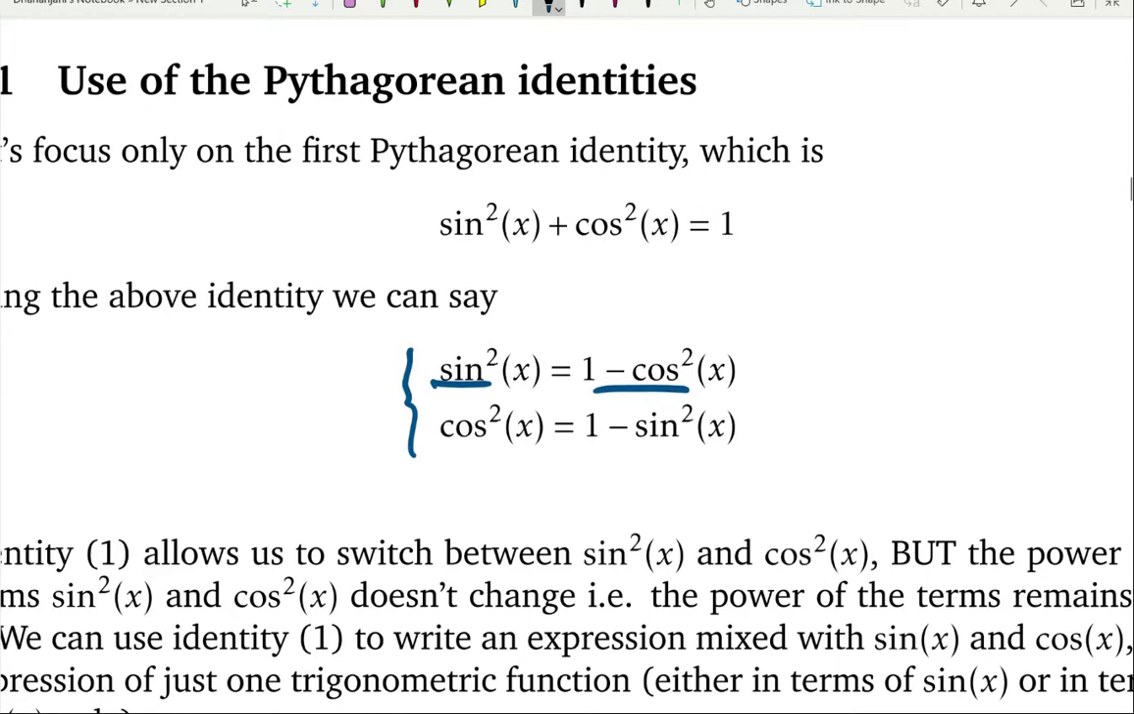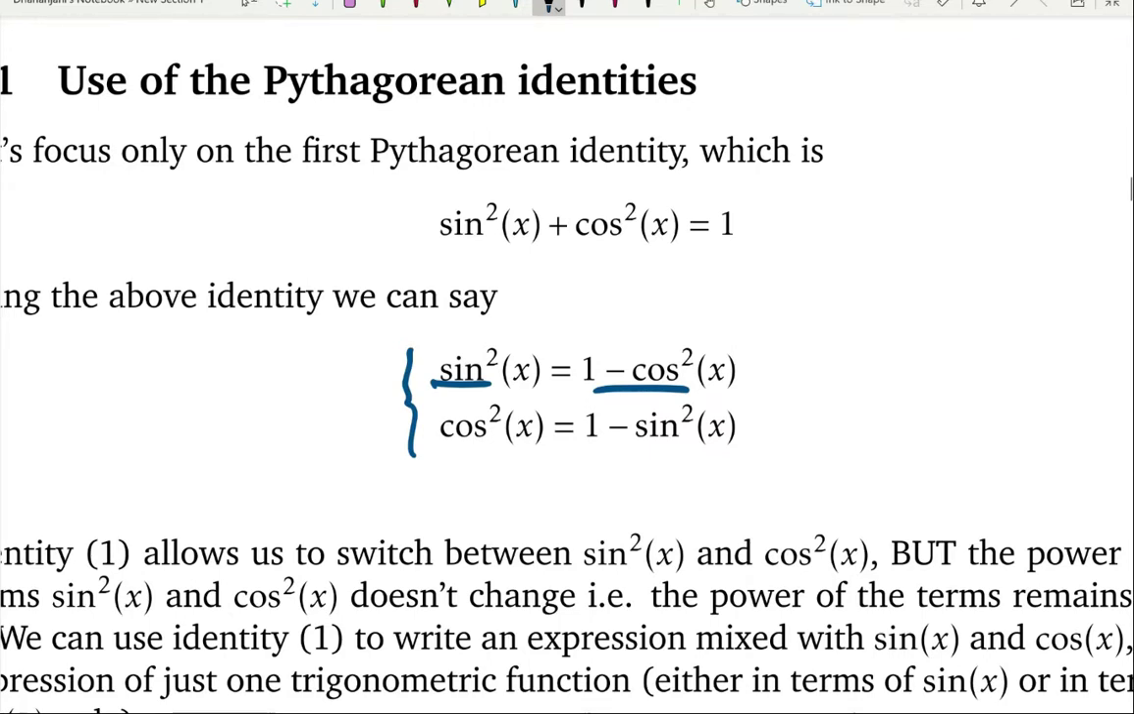You will not understand the importance of that until we learn other identities. So let's say something like this. Let's say you really hate sine square, but you like cosine, but you don't want any trigonometric function to be a power other than 1.